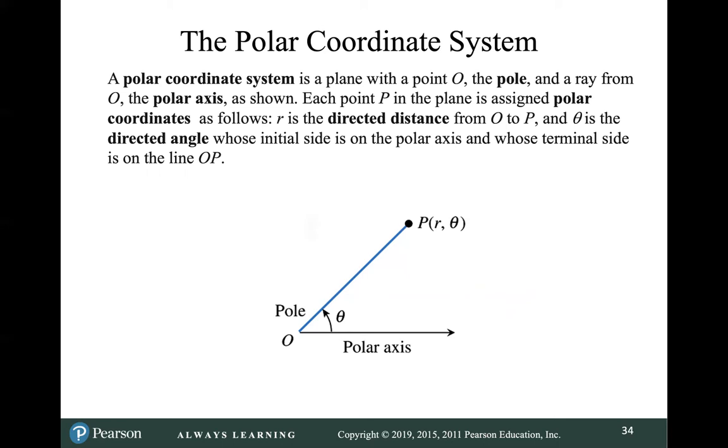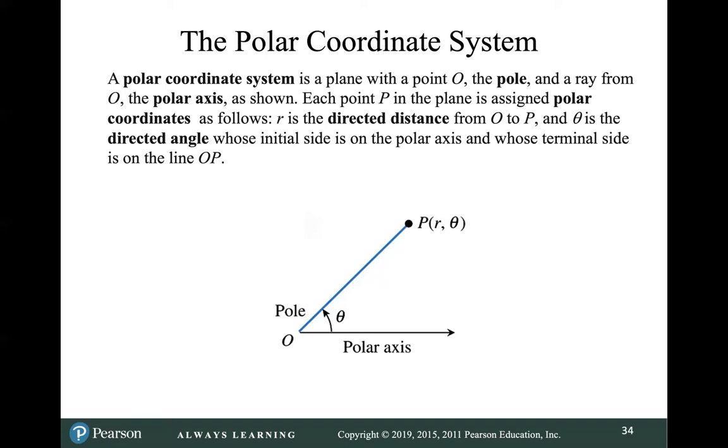And then we have a ray that goes out from that pole, and you can think about that as like the positive x-axis. Okay, so that ray that comes out from the pole is called the polar axis, just like the x-axis, except this time we don't have an x and a y-axis. We're just doing everything in reference to this one ray.